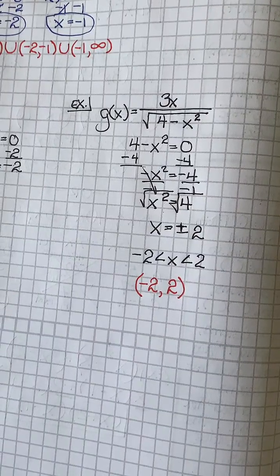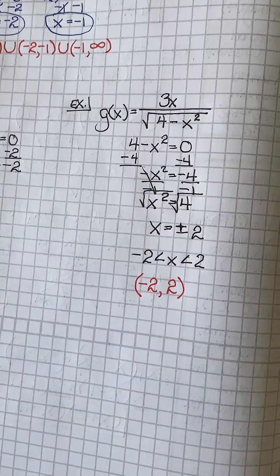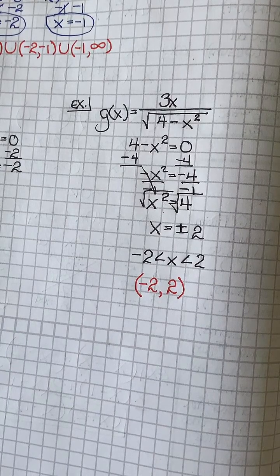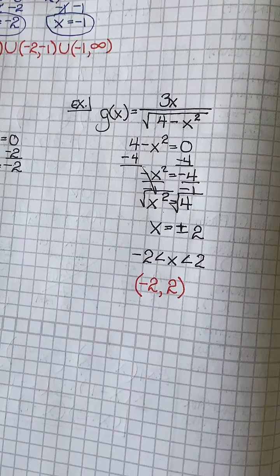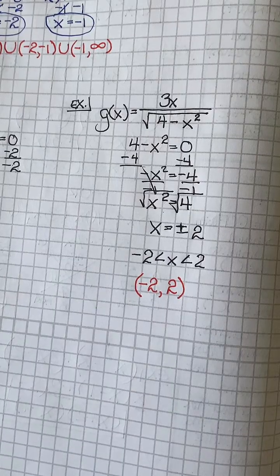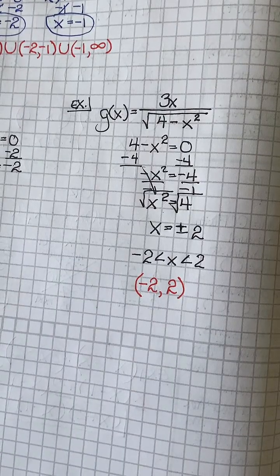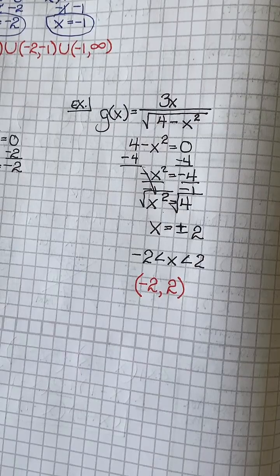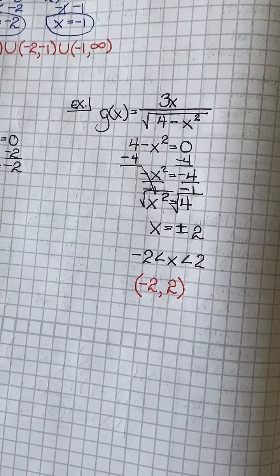The parentheses mean unbounded and the brackets mean bounded. Brackets mean you're including them. If you think of intervals or inequalities, the bracket is a closed circle and the parenthesis is an open circle.